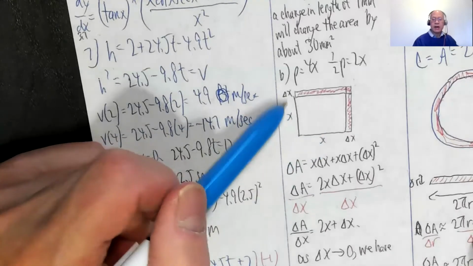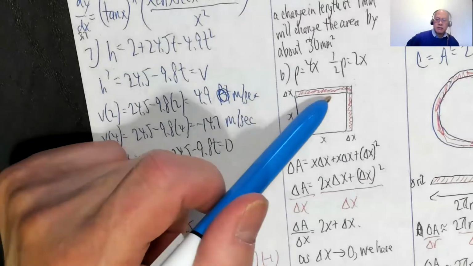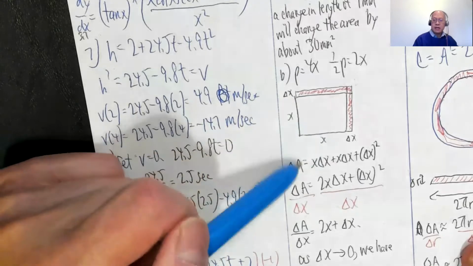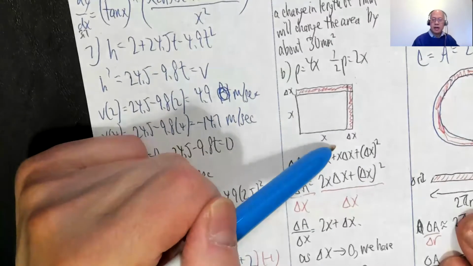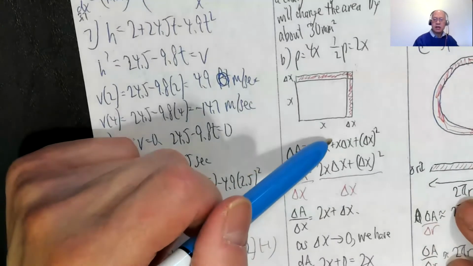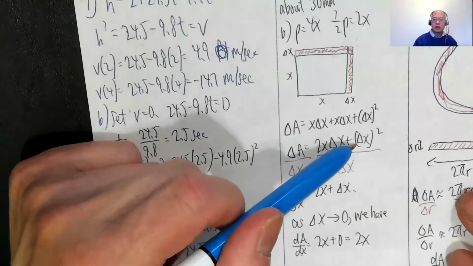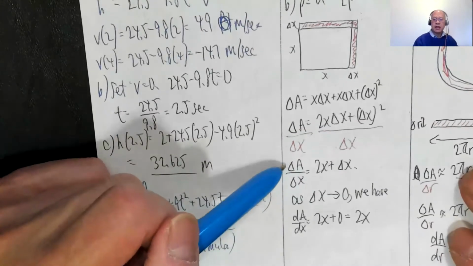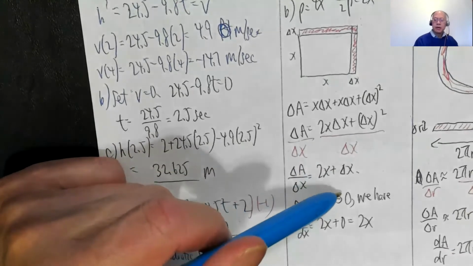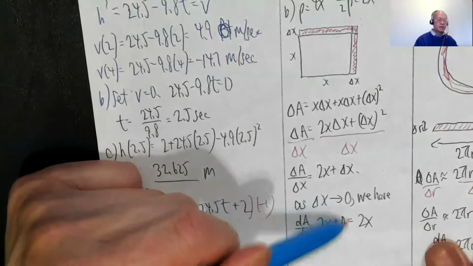So here's x. If I change it by delta x, the change in area is this piece, and this tiny piece here. So this is x by delta x. This is x by delta x. This is delta x squared. So delta A is x delta x plus another x delta x plus delta x squared, or 2x delta x plus delta x squared. Divide both sides by delta x. Delta A over delta x is 2x plus delta x. So as delta x approaches 0, then we have dA/dx approaching 2x plus nothing, or 2x.